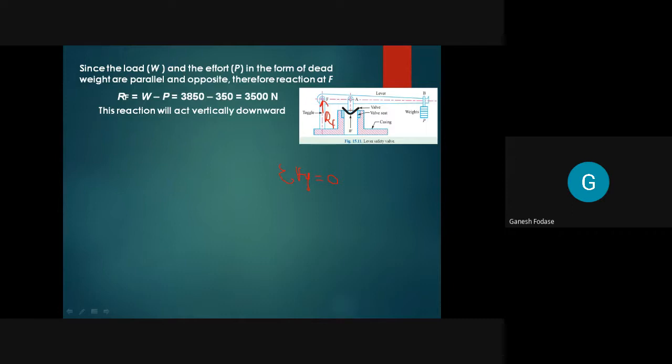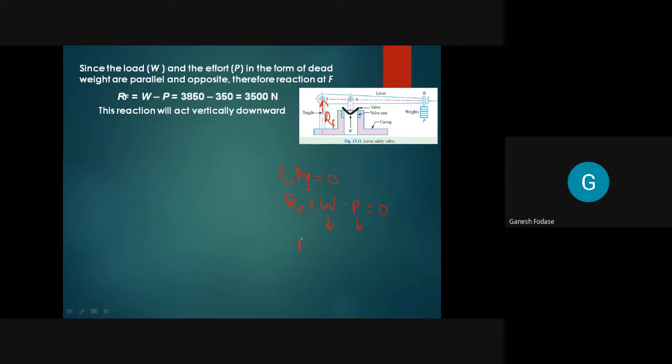Okay. Now apply Fy. What is your equation? This is RF plus, yes, काय होईल रे? W. Is it visible to you what I'm writing? Yes, sir. Okay. And minus P, yes or no, is equal to 0. This is your Fy. Now how much is the weight? W is known to you. How much is it? 3850. How much is P? 350.